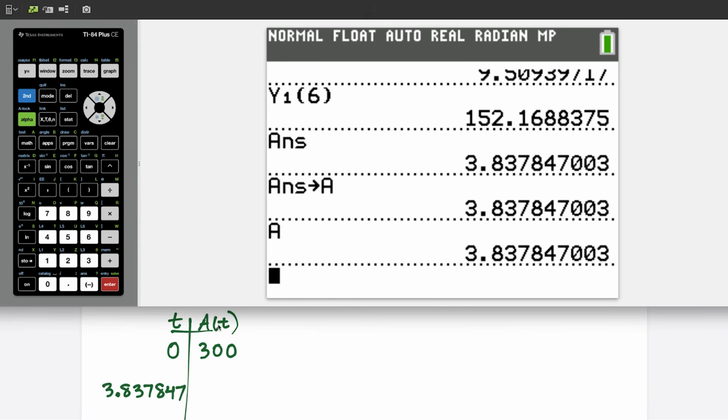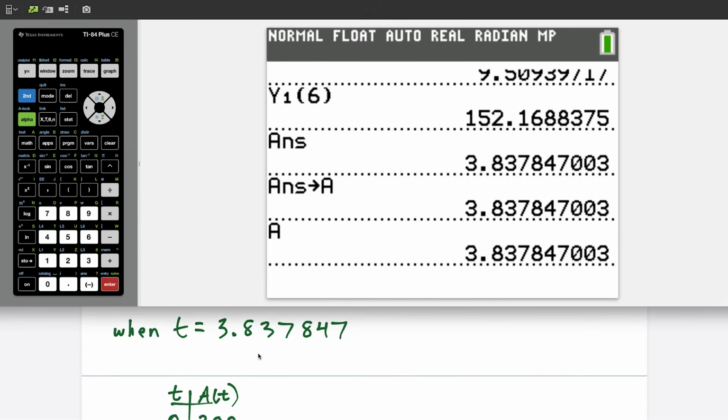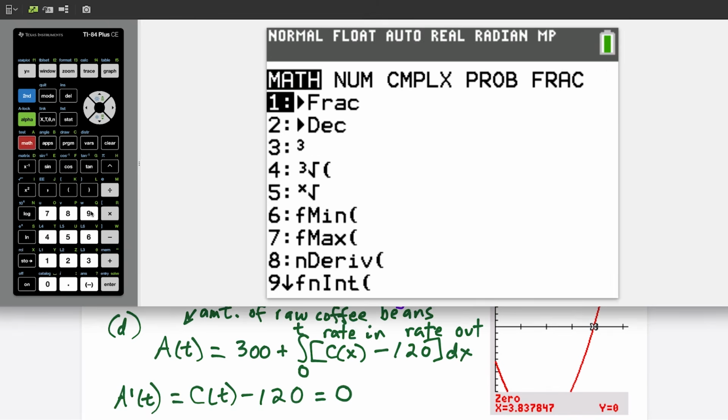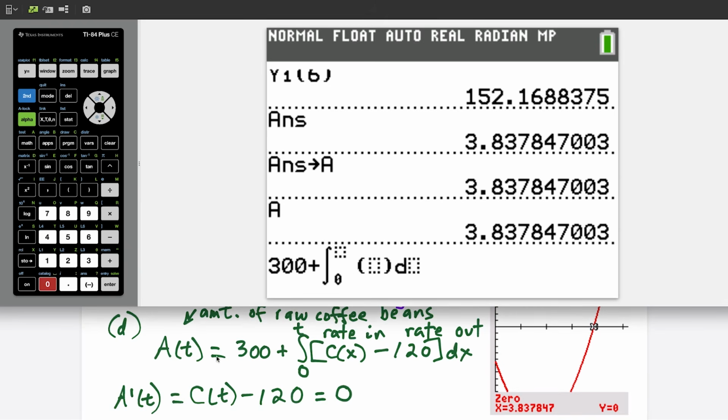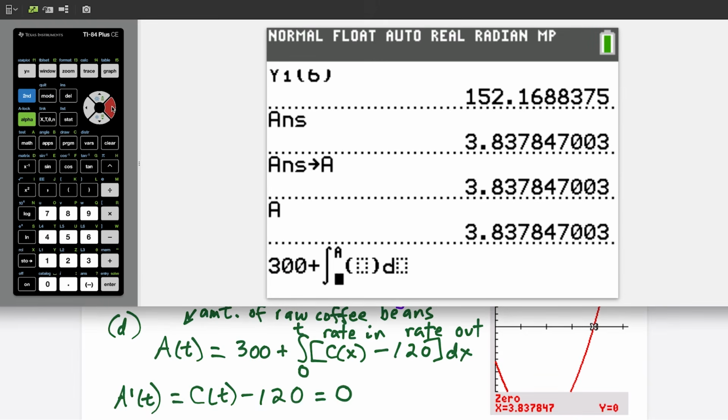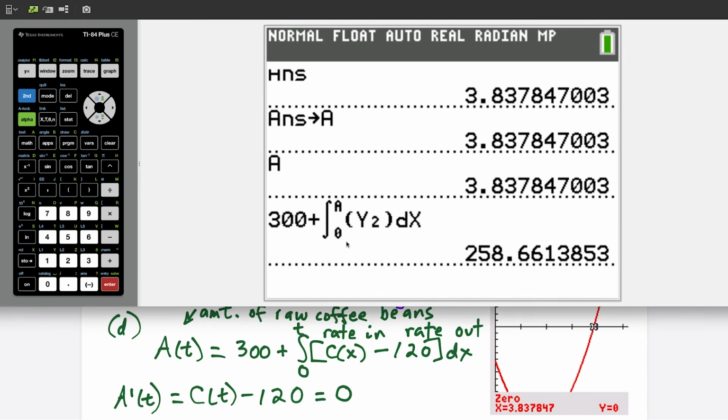So now we're ready to plug in. We want to find the function A of t, the function value at t equals this value here. So notice that A of t is equal to this long expression. So I'm going to press 300, and then plus math 9 is going to pull up a definite integral, and we're replacing t with this value here, 3.837847. So remember, I stored that as the letter A, so I could just press alpha math and then store this. And now in this spot here, remember c of x minus 120, this we wrote as y2. So if I go back to the main screen here, all I have to do is put y2 in the integrand spot. So I'm going to press alpha trace and then y2, and now I'm going to tack on dx here. And this is going to give us one of our function values.